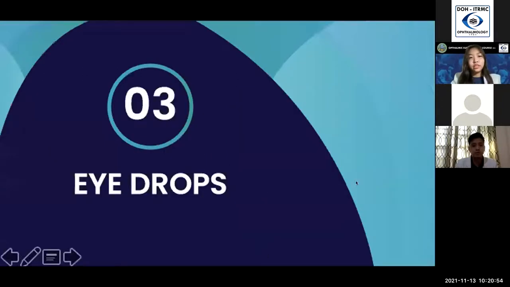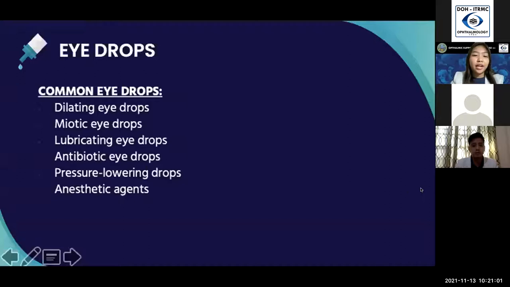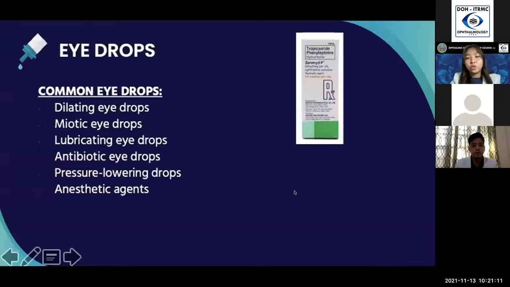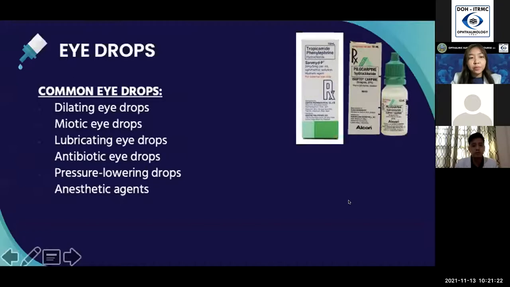So we're done with the eyeglasses. For the last part of my report is the eye drops. So some of the common eye drops you might encounter are these eye drops. So first one is dilating drops. These are more commonly used during eye examination. We usually give them as 1 to 2 drops to the eye to be examined every 15 minutes for 3 doses. Next drops are miotic eye drops, or eye drops that can constrict our eyes.